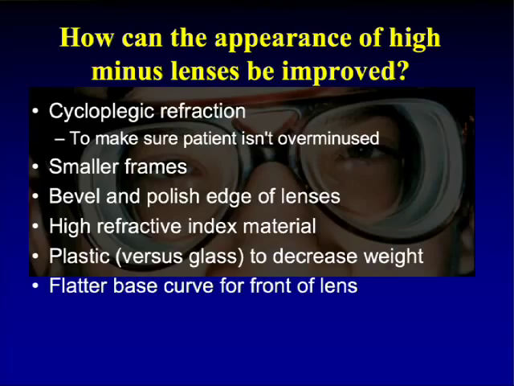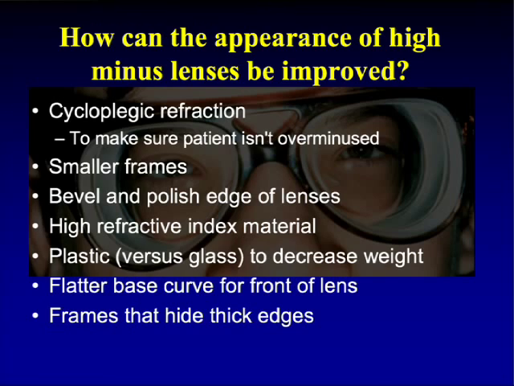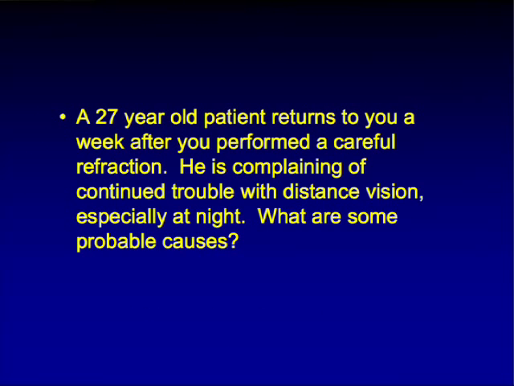A flatter base curve for the front of the lens. I mentioned earlier that lenses have this sort of meniscus shape so that the front tends to have plus power on it, even for myopic patients. But if you flatten that out, then you have to scoop less out of the back to get the same myopic correction. And then frames that hide the thick edges can help as well. And in real life, you would also offer the patient contact lenses or possibly refractive surgery depending on their situation. So those are the different ways to improve the appearance of high minus lenses.